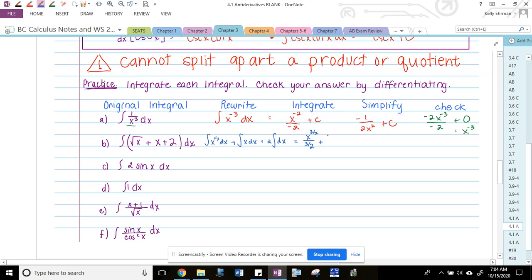Plus 1 plus 1 is 2, so x squared over 2. Plus, remember, the integral of 2, a constant, is 2x. Even if I didn't have the 2 there, the integral of dx, that's like having a 1 there, is x. So I should have plus 2x and then plus c. And simplified, we don't want to have a complex fraction, so divided by 3 over 2 is the same as 2 times 2/3. So 2 x to the 3/2 divided by 3 plus x squared over 2 plus 2x plus c.